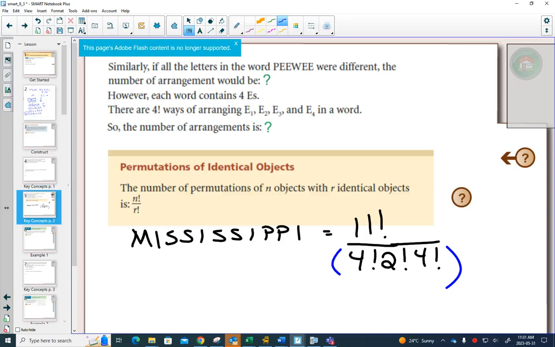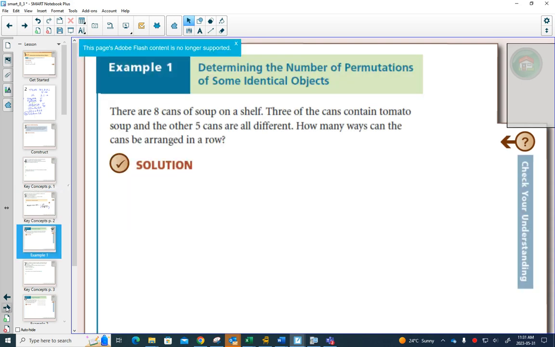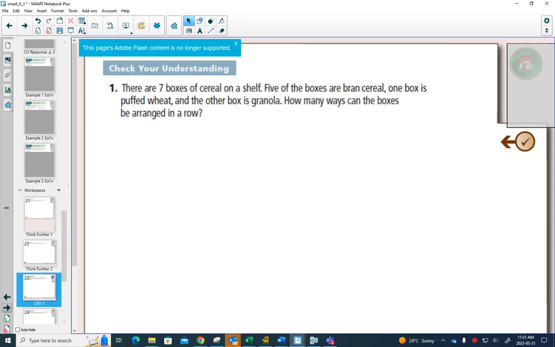So if we have identical objects, when we're arranging them, we have to divide because you would have counted too many times. So here is our first example. And the hard part is when you're reading a question is recognizing if this has identical objects or not.